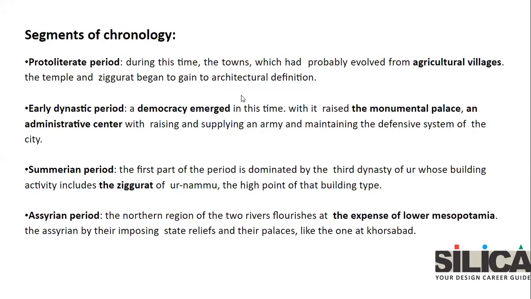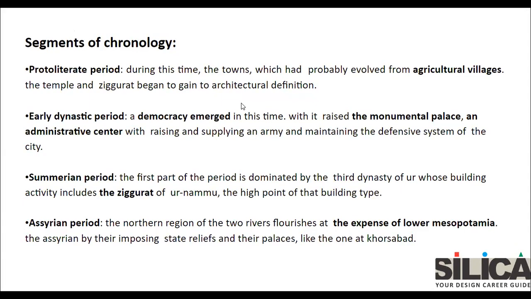Okay, now segments of chronology. Proto-Literate period: during this time, the towns which had probably evolved from agricultural villages, the temple and ziggurat began to gain architectural definition. Early dynastic period: a democracy emerged at the time. With it rose the monumental palace, an administrative center responsible for raising and supplying an army and maintaining the defensive system of the city.